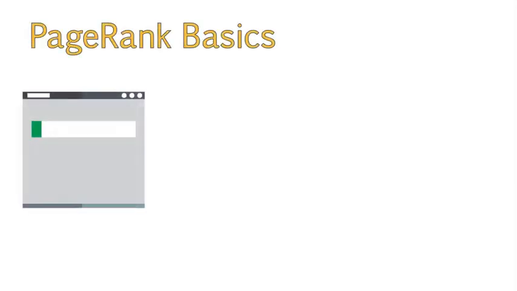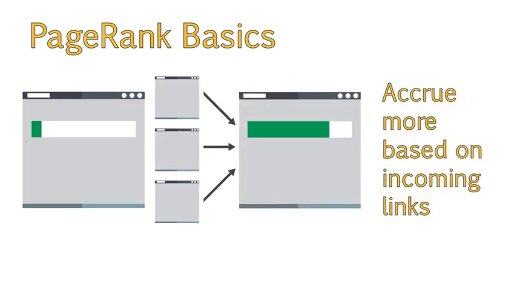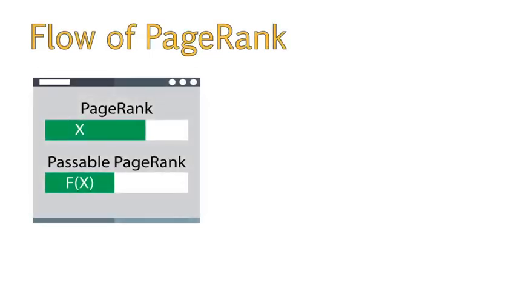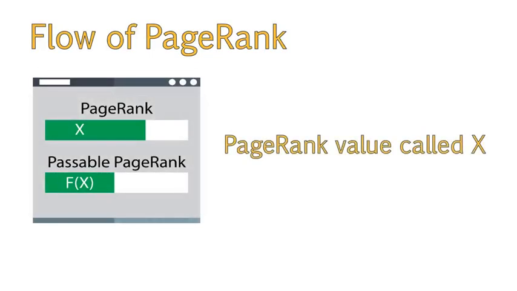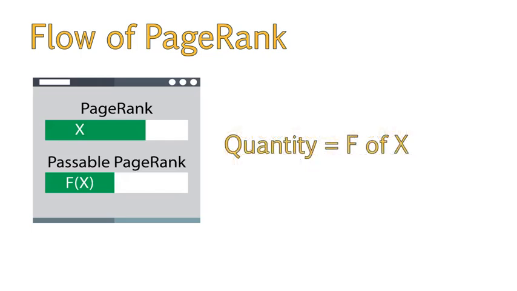Now, you saw some of this in one of the earlier courses in this specialization. But the way it works is that each page, upon creation, is given a certain tiny amount of PageRank. And then those pages are able to accrue additional PageRank based on every link that points to them. To get an idea of how this works, say your page has PageRank value, call it X. A certain percentage of that can be voted by that page in links to other pages. We'll call that quantity f of x.